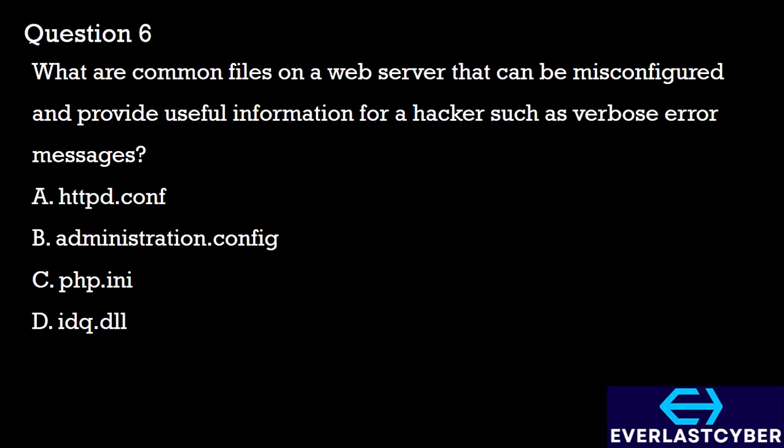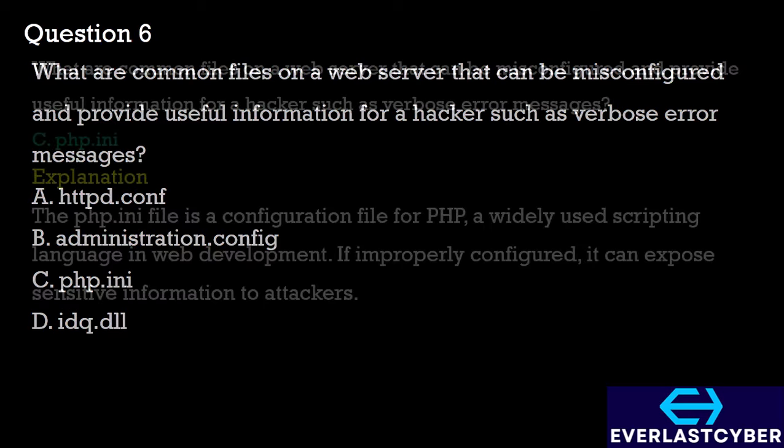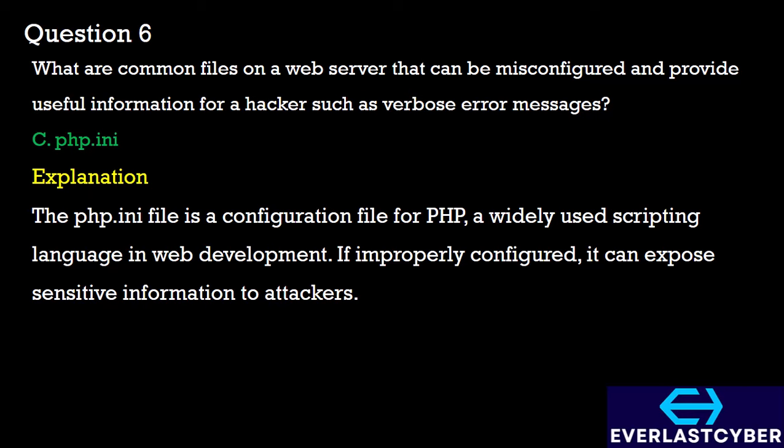The php.ini file is a configuration file for PHP, and it is widely used for scripting language in web development. If it is improperly configured, it can expose sensitive information to attackers, such as verbose error messages. The idq.dll is associated with Microsoft's Index Server and its extensions. Now, while it has had its vulnerabilities in the past, it is not commonly used to display error messages. So our answer here is option C, the php.ini.